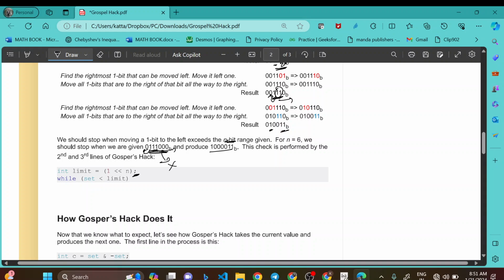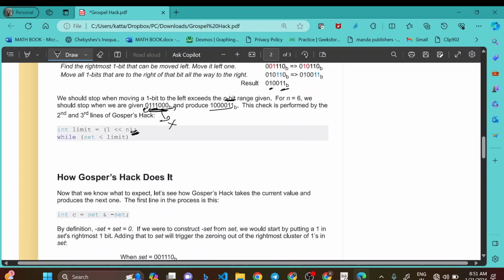Okay, so one left shift of n denotes the limit. Once your particular combination crosses that limit, you'll stop automatically. So this is the limit that you can have. One less than one left shift n, that means 7 bits. If you're doing it for 6 bits, it will be left shifted accordingly. So that is the stopping point. After that, you shouldn't continue.